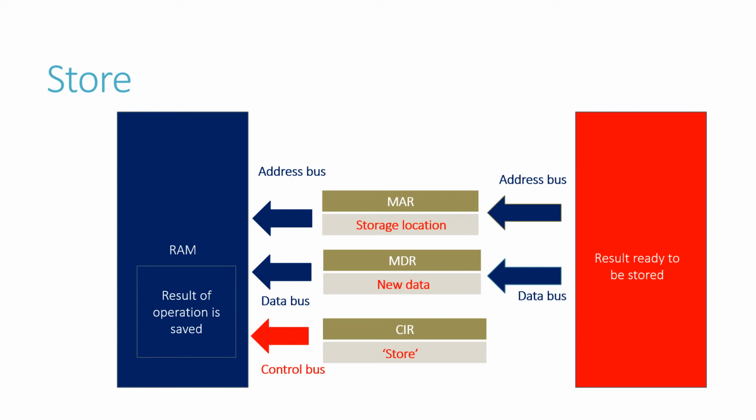So that's how the fetch execute cycle uses these three registers. The MAR holds the storage address where data is fetched from and saved to. The MDR holds the data that comes from RAM and is sent back to RAM. And the CIR stores whatever instruction is being executed at that moment.